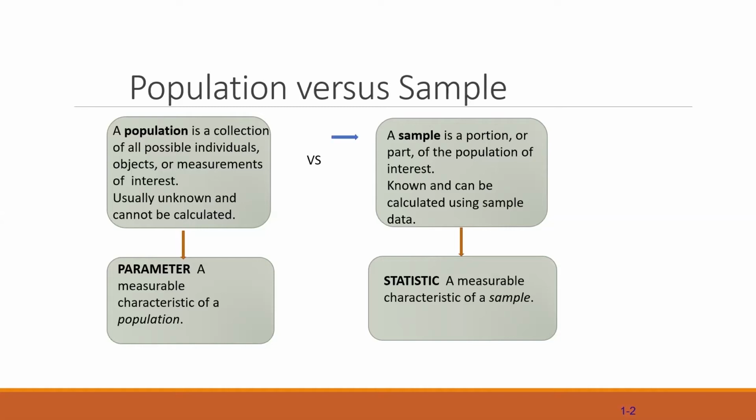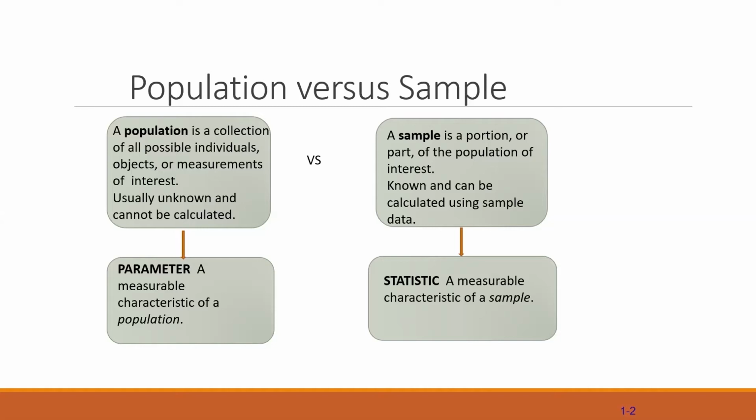And therefore the sample is just a proportion or part of the population that we're interested. We have access to the whole sample, and we can also calculate things about the sample. For example, sample mean, right? Now, correspondingly, when we describe the population, we call it parameter.